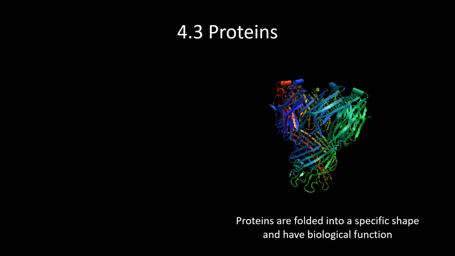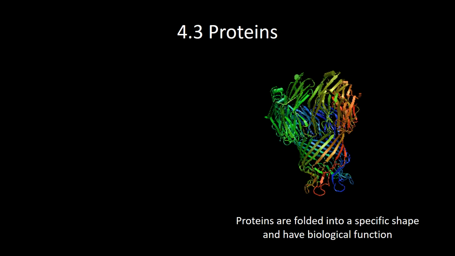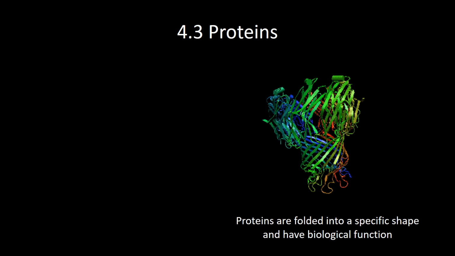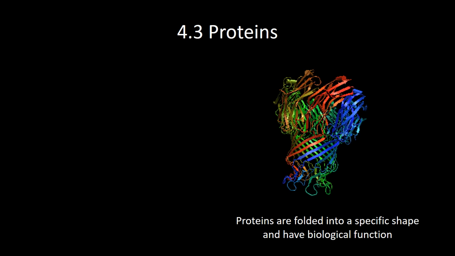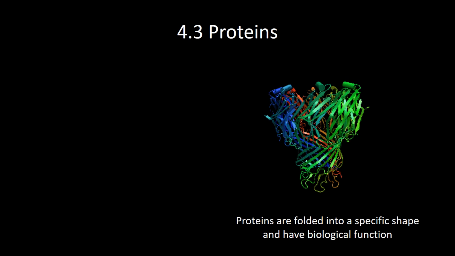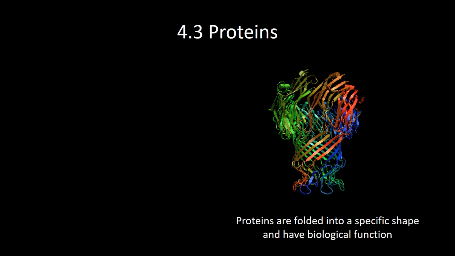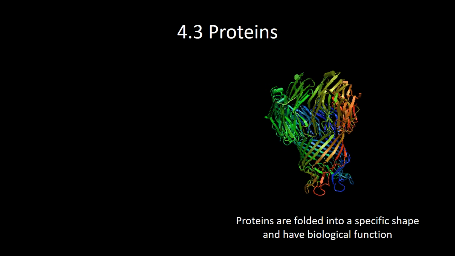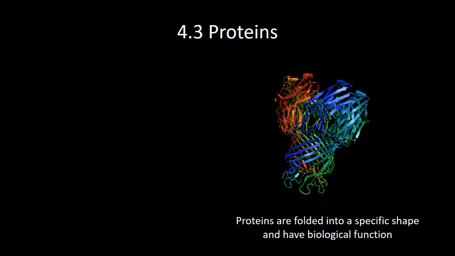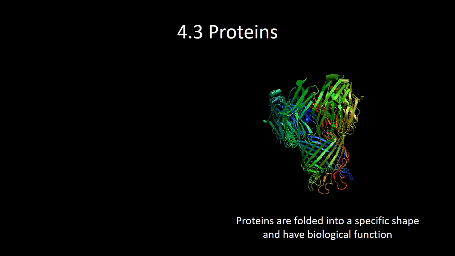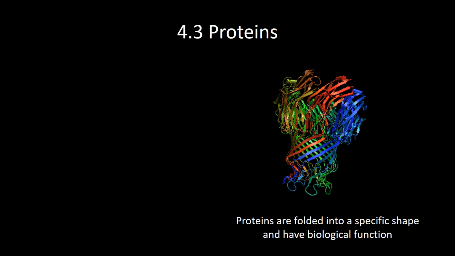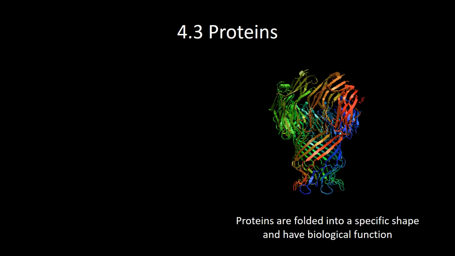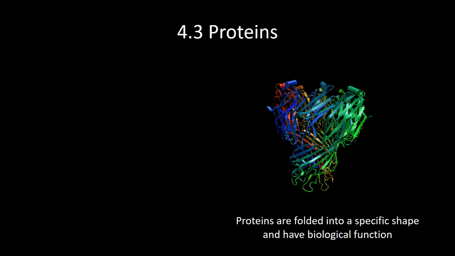Here's an example of a polypeptide. Remember, all proteins are polypeptides, but the difference between a protein and a polypeptide is that proteins are folded into a specific shape. So this molecule right here has a very specific shape. It has a primary structure of the sequence of amino acids, and what you're looking at here is the tertiary structure. And we're not going to get into tertiary, secondary, and quaternary structure. Just know that it's folded into the correct position and it has biological function.